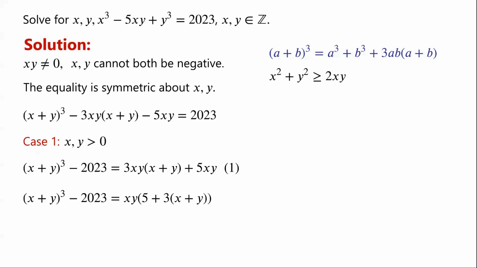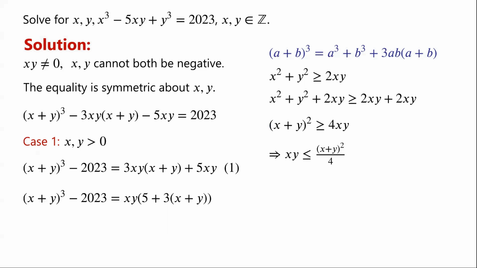We know that x squared plus y squared is greater than or equal to 2xy. Add 2xy on both sides of the inequality. x squared plus y squared plus 2xy equals (x plus y) squared. So we can now write (x plus y) squared is greater than or equal to 4xy. Thus, xy is less than or equal to (x plus y) squared over 4. So (x plus y) cubed minus 2023 is less than or equal to (x plus y) squared over 4 times (5 plus 3 times (x plus y)).